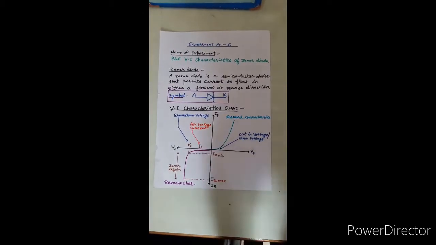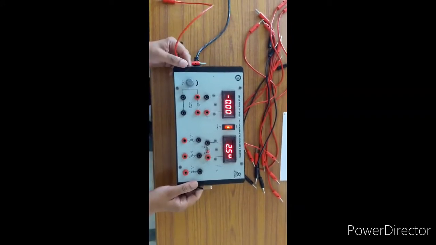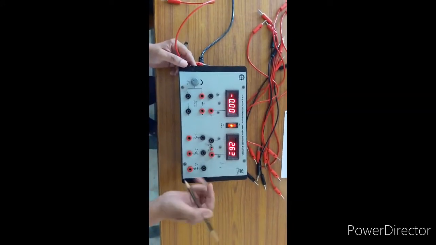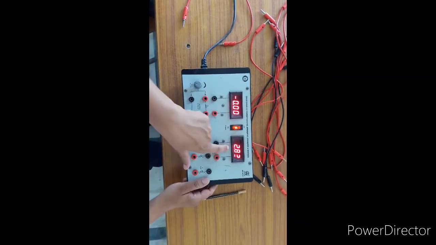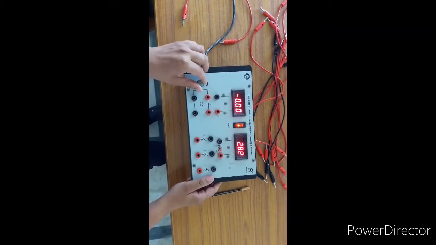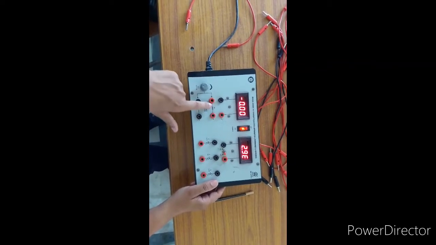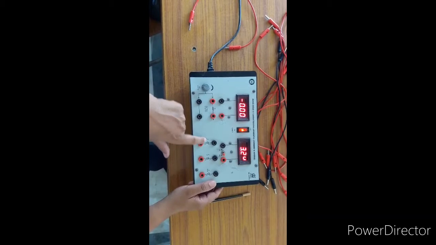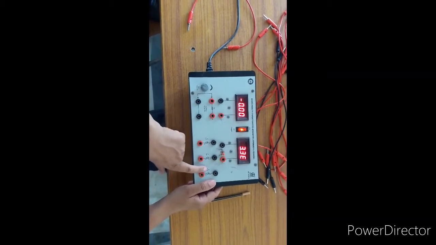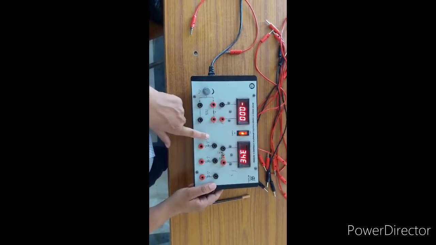Now let's perform the experiment. This is the kit for the experiment of Zener diode VI characteristics. In this kit we have a voltmeter, current meter and variable DC power supply. We have a resistance and different types of Zener diode: this one is 5.1 volt, 6 volt and 8.2 volt. Now we connect the circuit diagram.